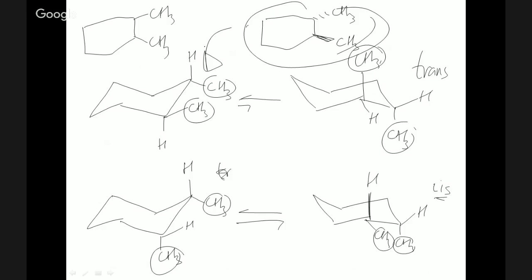For example, if I asked you the question, draw the chair conformation of the 1,2 trans dimethylcyclohexane shown here. Draw that as a chair. That would be your answer. Both methyls are in the equatorial. Okay. So that's all I have.